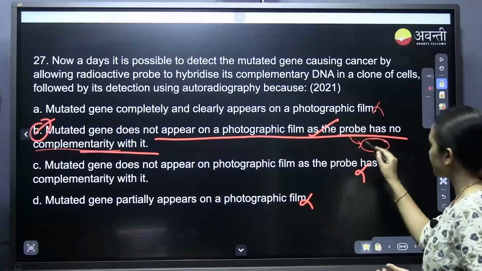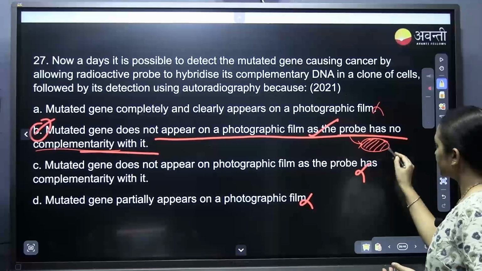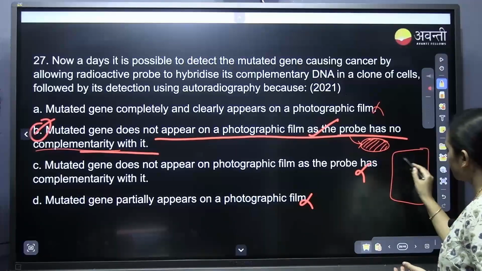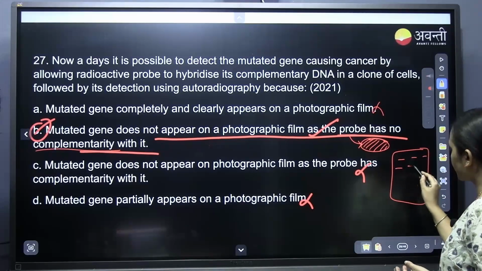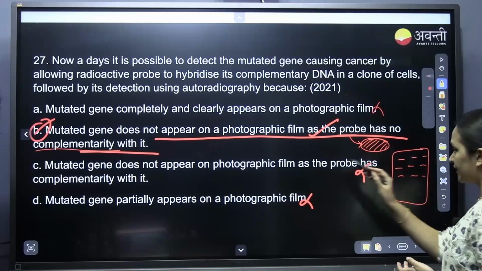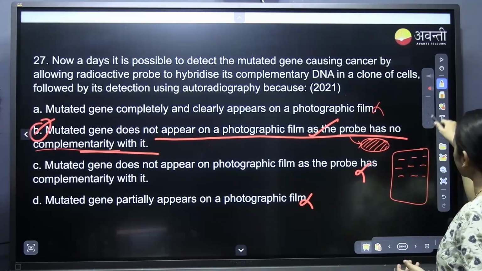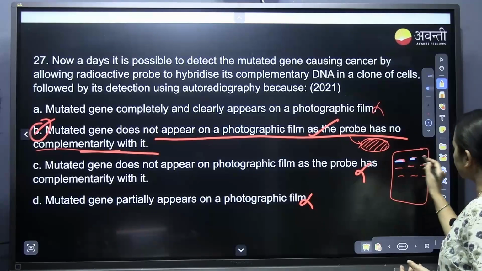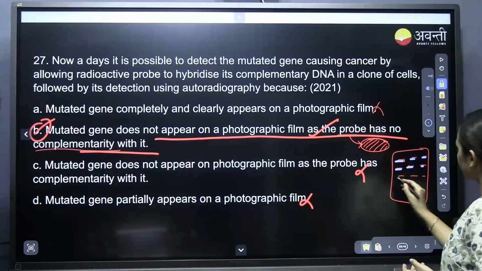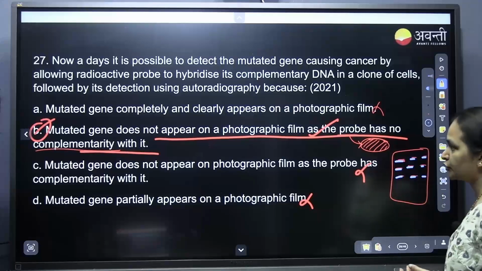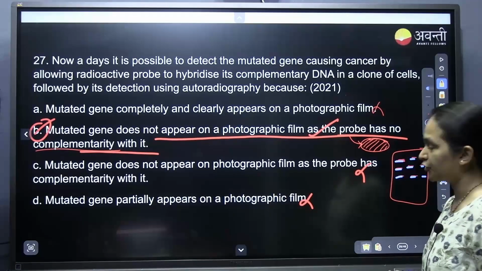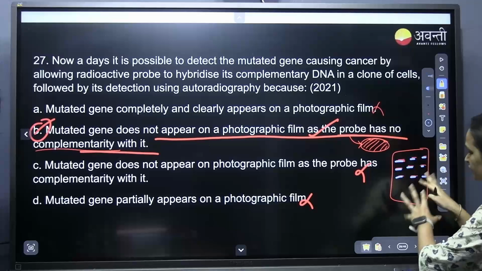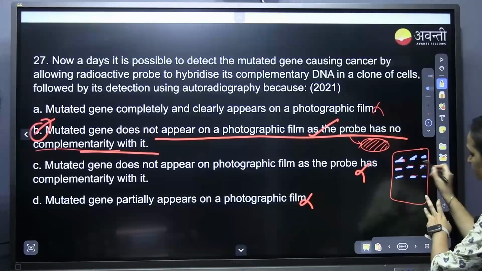Okay, the probe is tagged. If there is a photographic film, and the normal gene is there, then this probe goes and attaches to it like this. It is radioactive, so when you see this photographic film under autoradiography, it can be clearly visible.